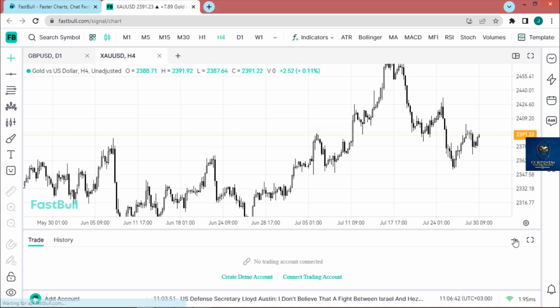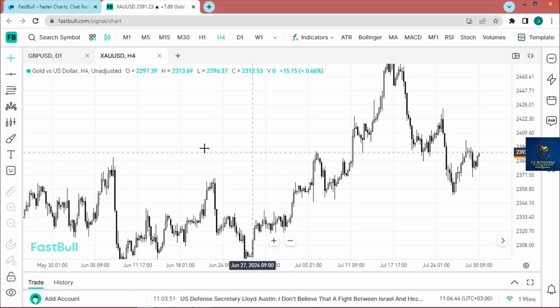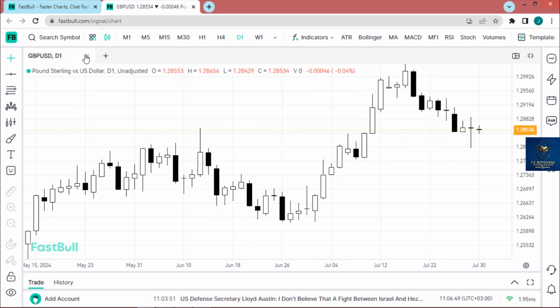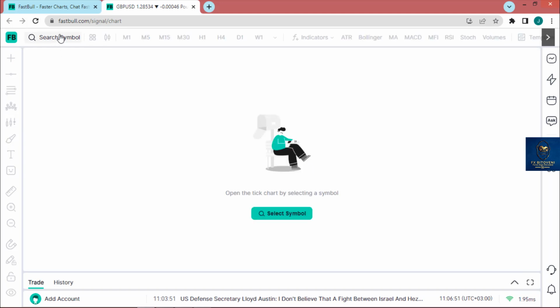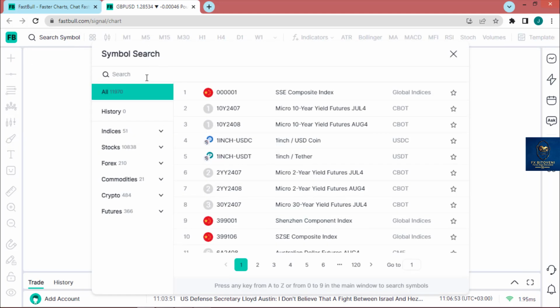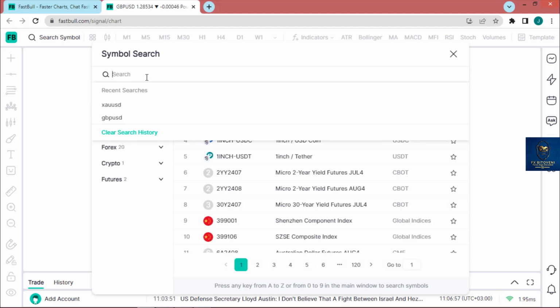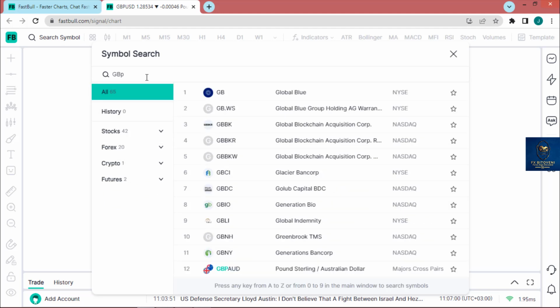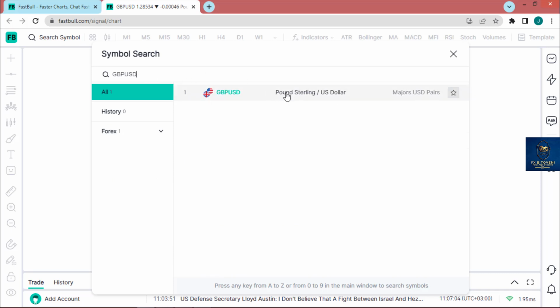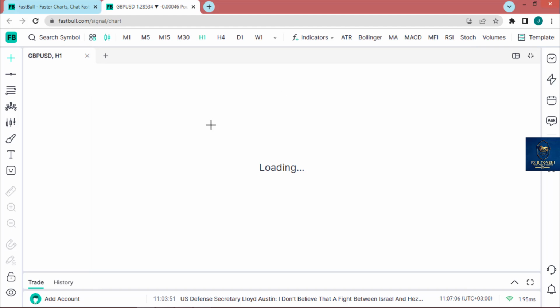You can increase your screen. If you don't see any symbol, you simply click here on the search symbol, and a new window will open. Then you can search your favorite pair like GBP/USD, and then it will come here. As you can see, the chart will open.